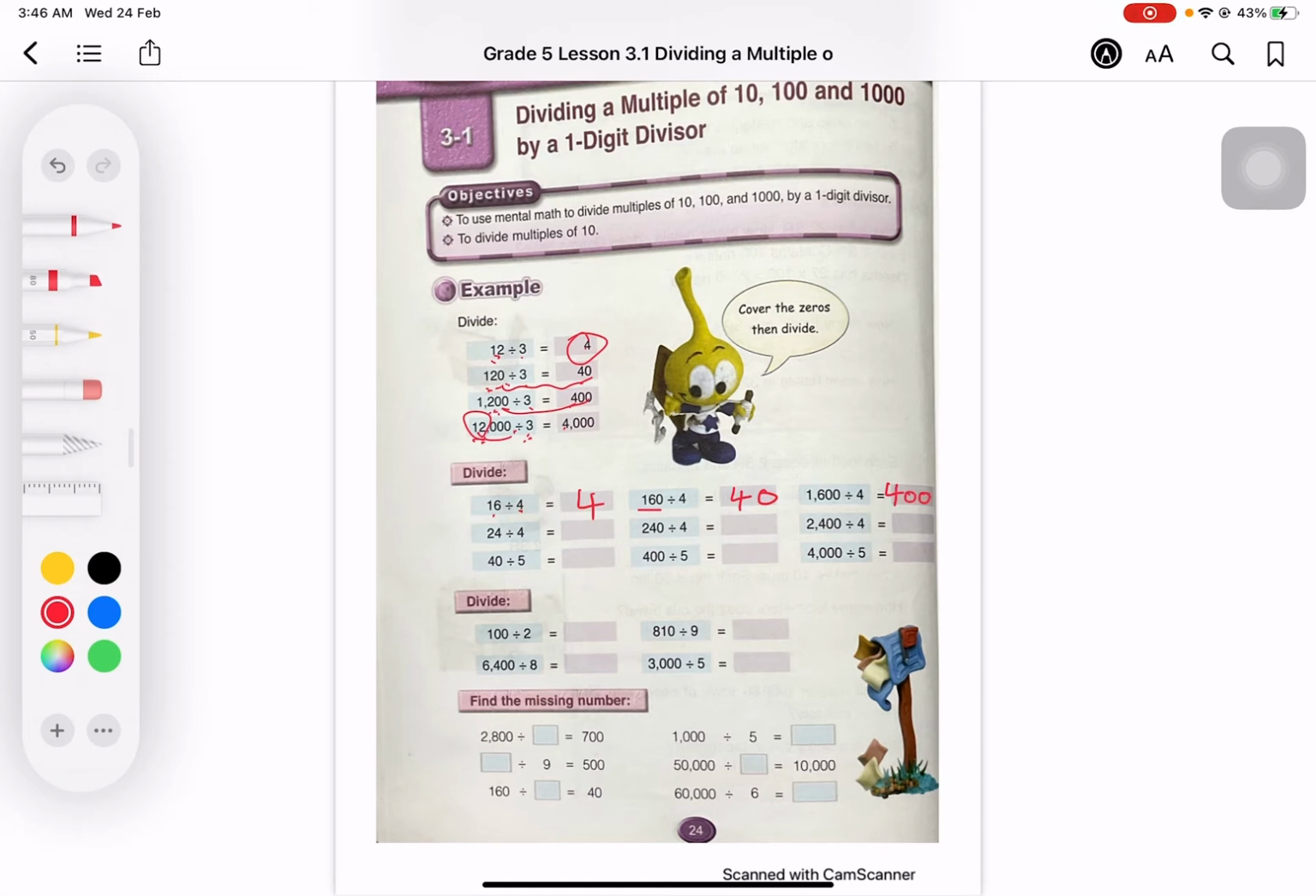Now, 24 divided by 4. What number you multiply by 4, you get 24. 3. Now, it becomes 240. Again, I will write 3 and I will drop this 0. The answer will be 30. 24 divided by 4, it is what?